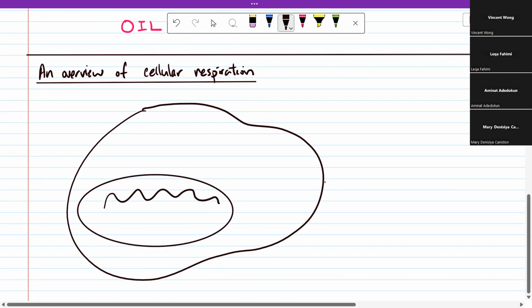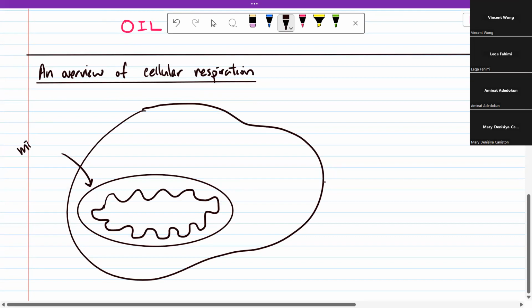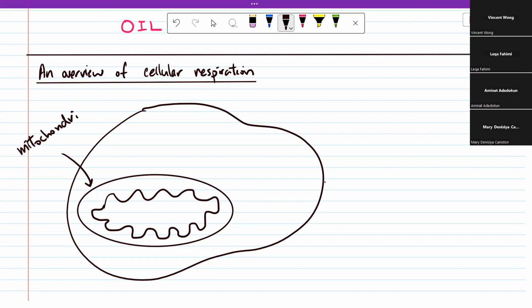Can someone tell me what I am drawing, please? Please tell me you know. Mitochondria. Oh, thank you. That makes me feel better, to know that you guys know what I'm teaching you. Okay, so that's the mitochondria, and it's not surprising I'm bringing up the mitochondria, because that's where the energy production occurs. So outside here, of course, is the cytoplasm.